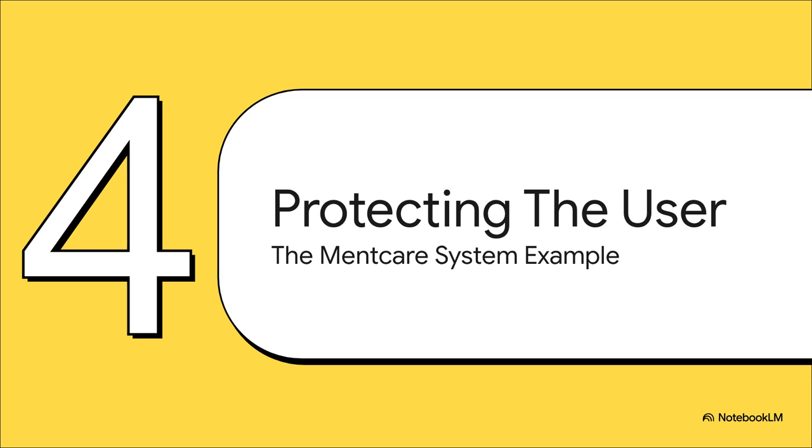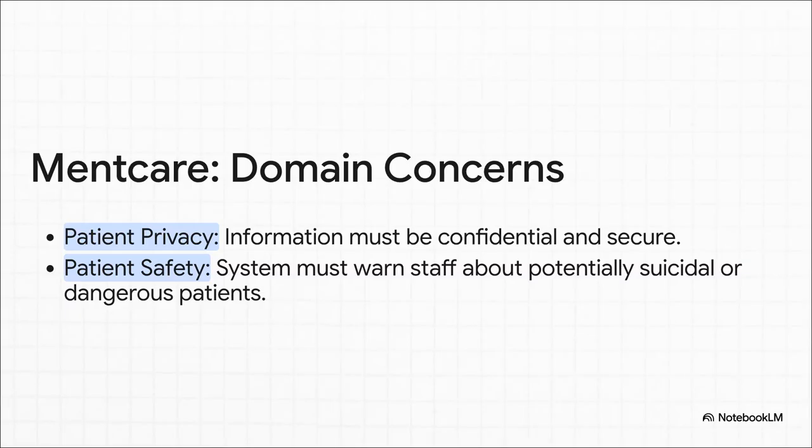Let's look at another system, MentCare. It's designed to manage records for mental health patients, and it shows exactly how these rules can be about ethics, the law, and keeping people safe. With this system, pretty much everything comes down to two absolute, unshakable rules that come from its domain. First, patient privacy. That's not a feature, it's governed by medical ethics and laws. Second, patient safety. The system has an ethical duty to flag potential risks to the staff. These aren't just options you can turn on or off, they are hard constraints that dictate the entire system's architecture.